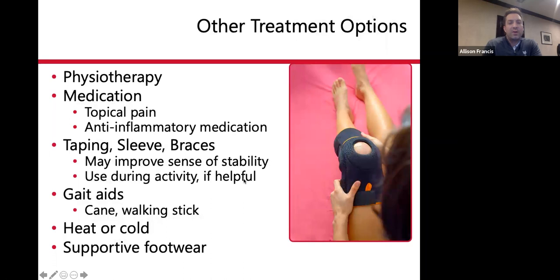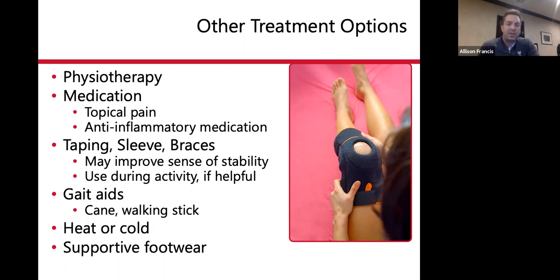So other treatments when we're talking about arthritis, physiotherapy obviously is one of them. That's what we do. Medication, so some topical pain relief. This would be like your Voltaren, probably the most common thing that you guys would have heard about. Any other anti-inflammatory medications. Taping, you'll see some people wearing K tape, the stretchy sort of tape, to help improve the proprioception of the joint. So basically helping those muscles coordinate some movement and activity.